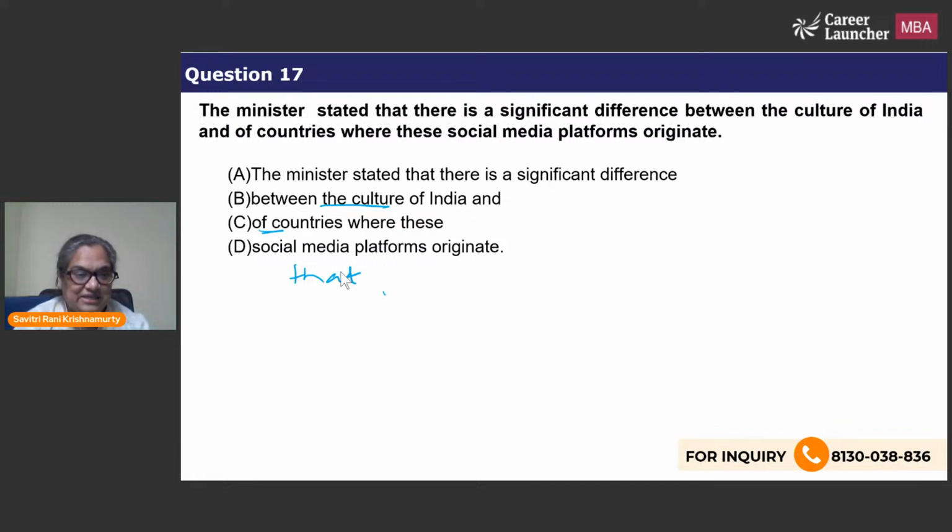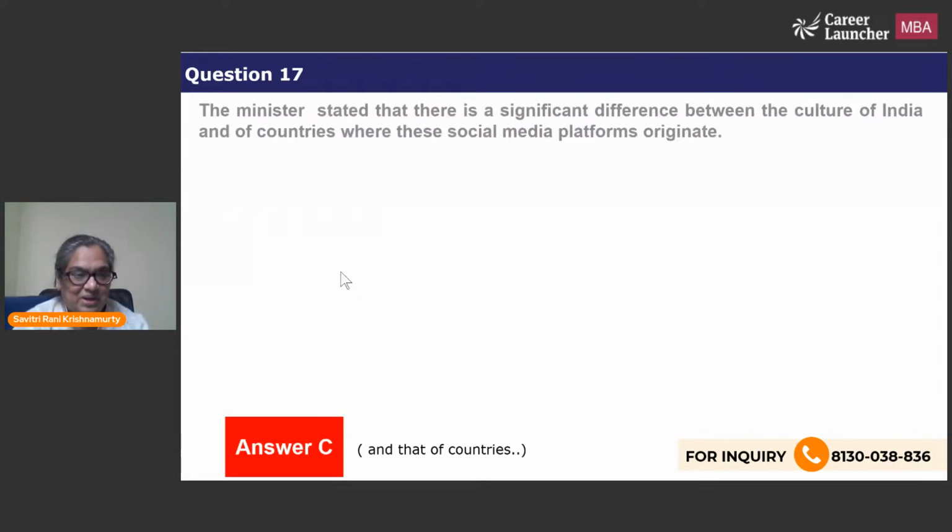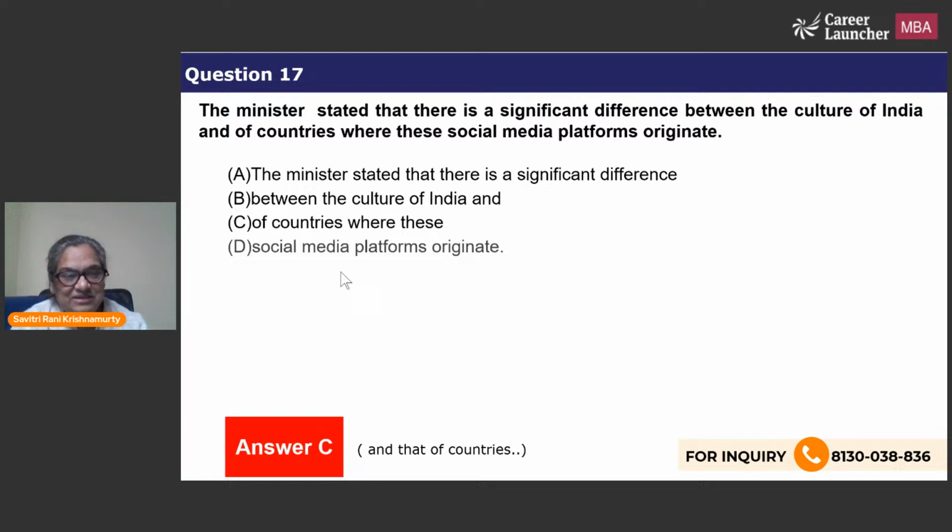The initial sentence, I wanted to insert those instead of that. Okay, but then I changed my mind. All right, and that, so you're comparing the culture of India with the culture of other countries. So either you mention that, that becomes redundant, so you'll say that.